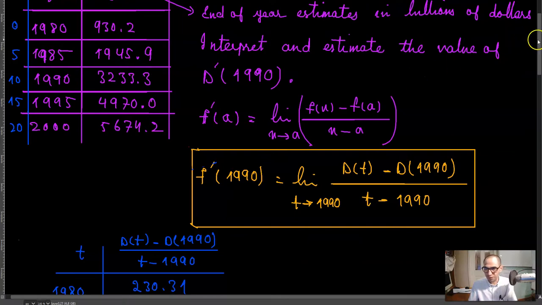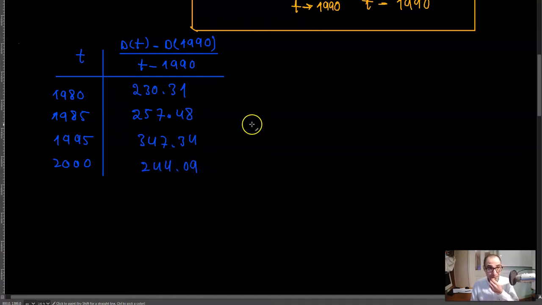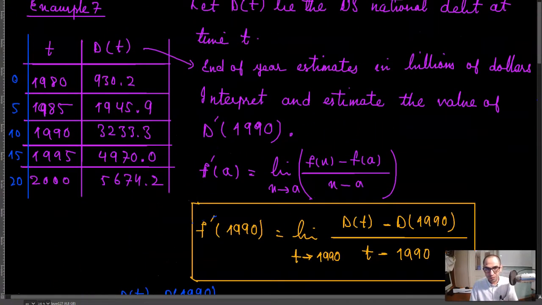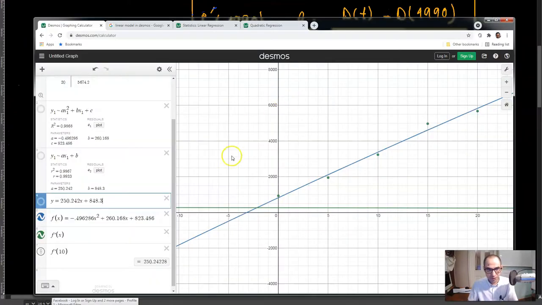So I write these values over here. So 1985 is 257.48, and the other value is 347.34, and the other value is 244.09, right? Now, it's important to understand the meaning of these values. The meaning of these values is essentially, you can see it on this graph.